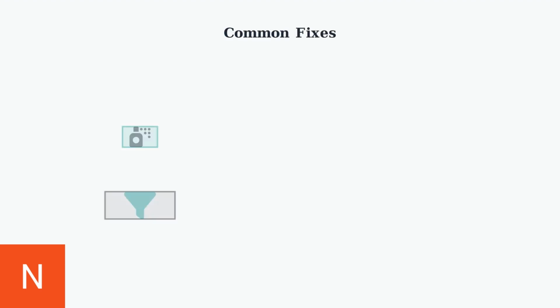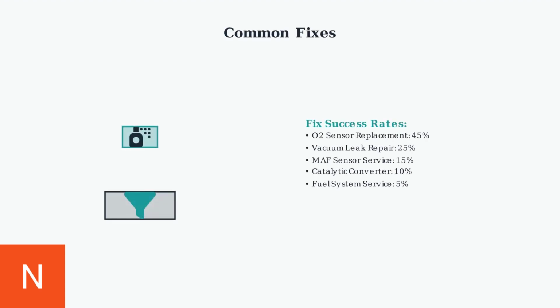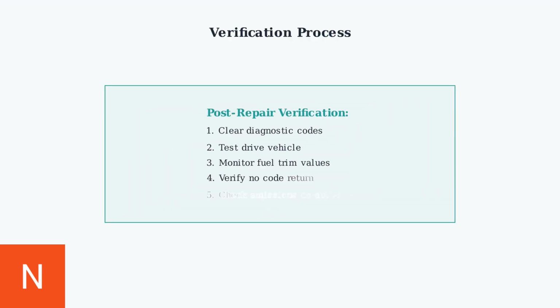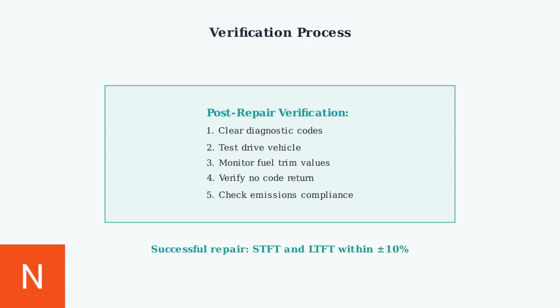Based on diagnostic results, common fixes include replacing the downstream oxygen sensor, cleaning the mass airflow sensor, repairing vacuum leaks, or replacing the catalytic converter. After completing repairs, always verify the fix by clearing the diagnostic code and monitoring fuel trim data. The lean condition should be resolved, and fuel trim values should return to normal range.